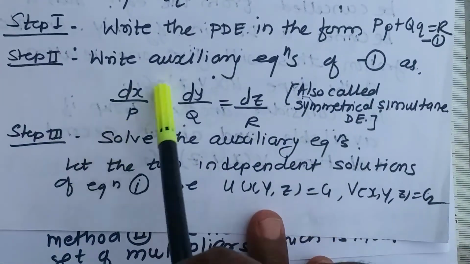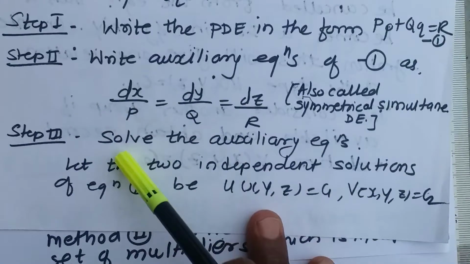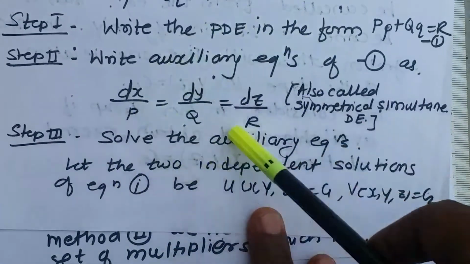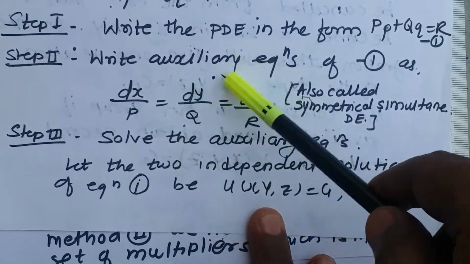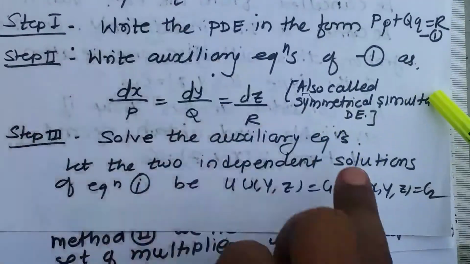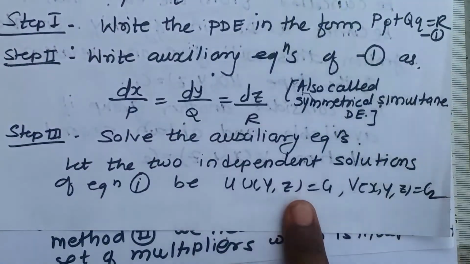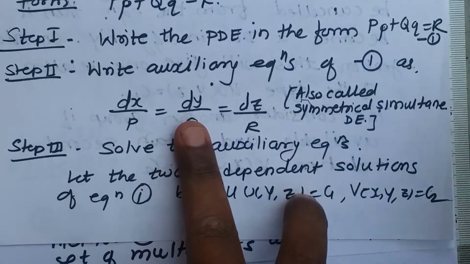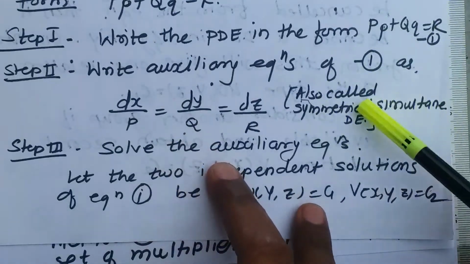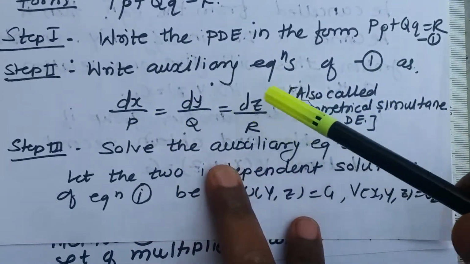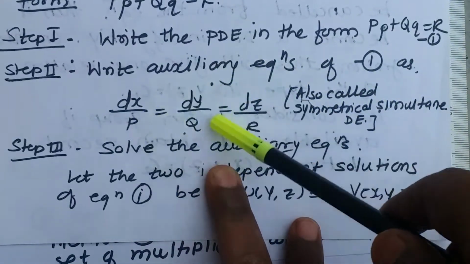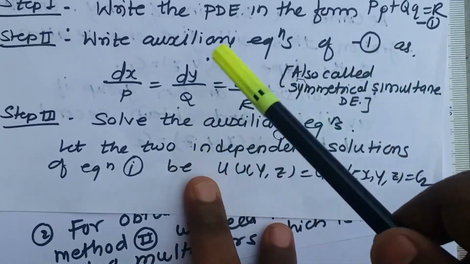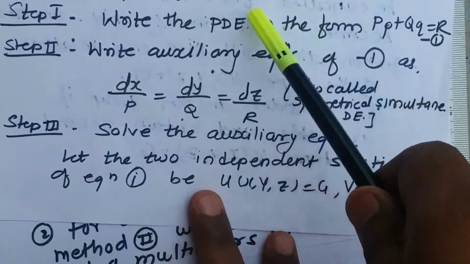Step number 3. What is the next thing? Solve the auxiliary equations. For solving these auxiliary equations, or symmetrical simultaneous differential equations, we have two methods. One is called the method of grouping and another is called the method of multipliers. After using those methods, we can determine two relations which will be the solution of this differential equation, and those solutions will give us the final general solution of the given partial differential equation.